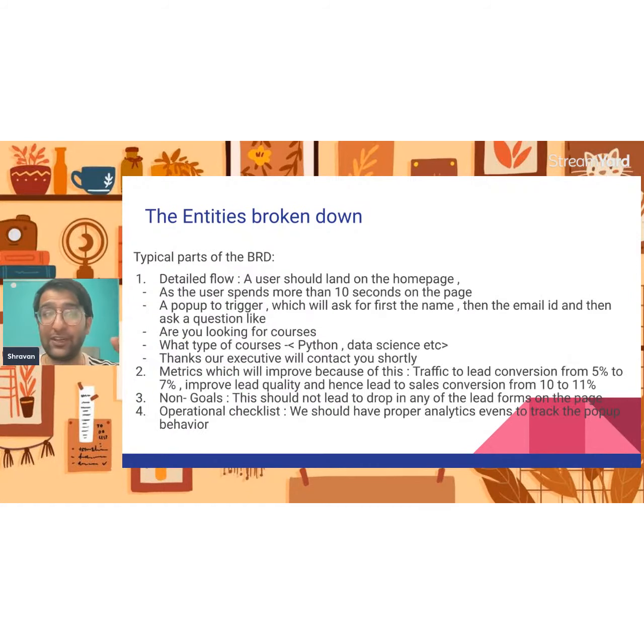Once the high level solution is given, then you give a detailed flow of the solution: a user should land on the home page. If a user spends more than 10 seconds, we should open a chatbot in which we will ask questions like what's your name, what's your email ID, which courses are you looking for. If the user fills all the details, then we say that our executive will reach out to you shortly. Till here, is it clear? Give me an objective, why it should be done, high level solution, and detailed flow.